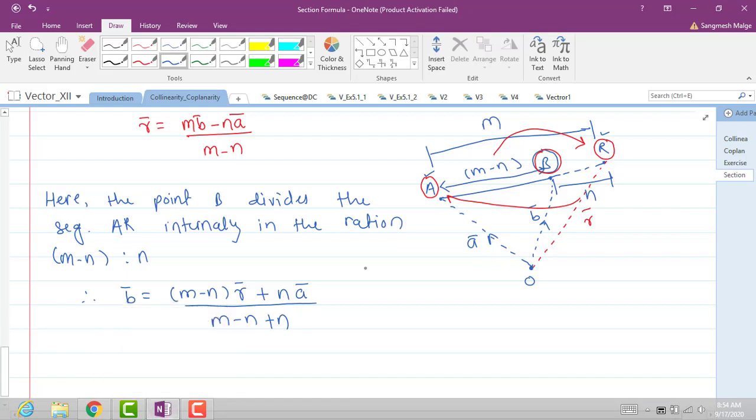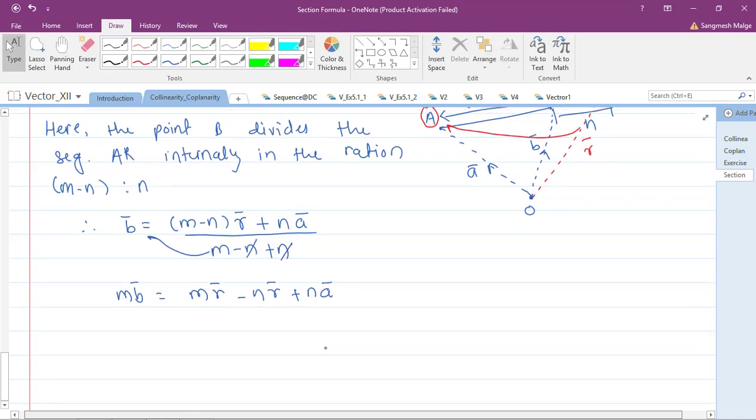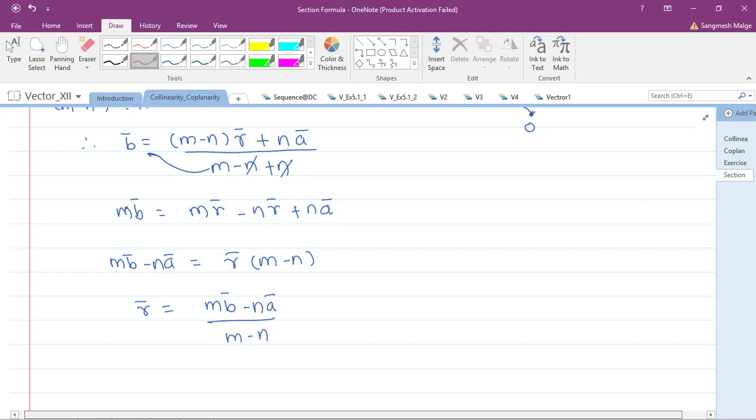The denominator is M plus N. Okay, so what cancels? This cancels. What is remaining is M B bar; I'm taking this M this side. It is equal to M R bar minus N R bar plus N A bar. Take the N A bar to the LHS. So you will have M B bar minus N A bar equals R bar times M minus N. So R bar is equal to M B bar minus N A bar upon M minus N. That's it. This is the only thing they are asking us to prove.